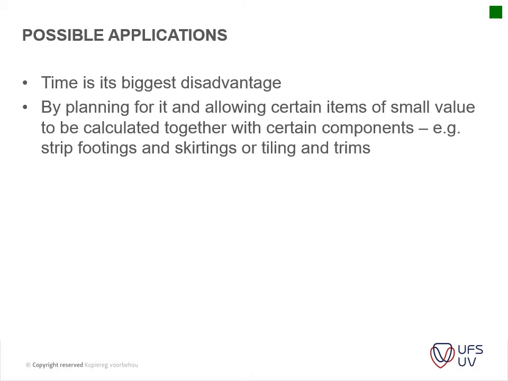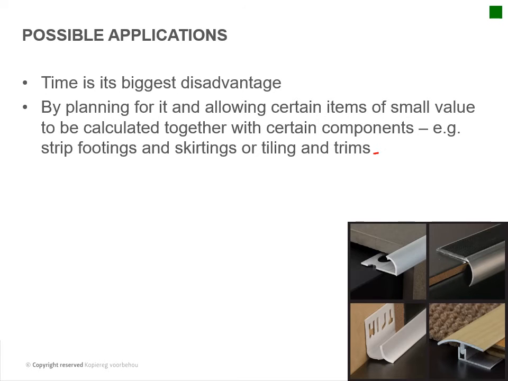By applying for it and allowing certain items of small value to be calculated together with certain components. For instance, strip footings, skirtings, tilings, etc. Like I've explained earlier, you're grouping items together to be measured. Okay, so for instance here I just added some edge trims, which can actually be included in your tiling. So for all floor installation.